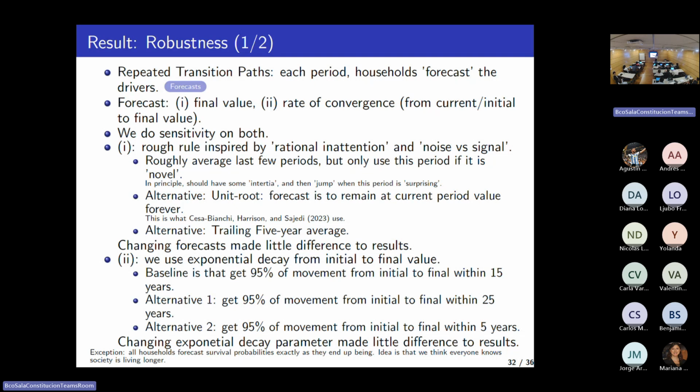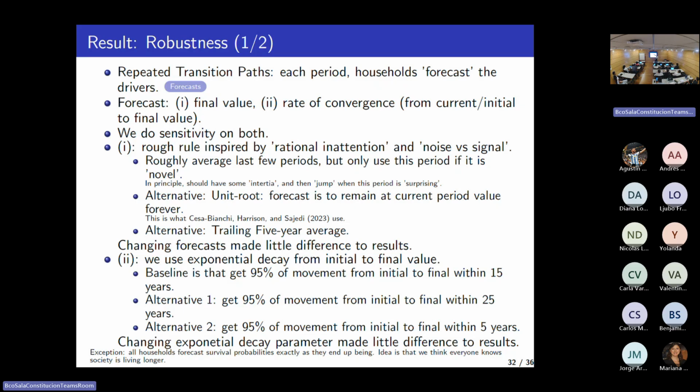Okay, so our original forecast is a rough rule inspired by concepts like rational inattention and noise versus signal. Roughly, you do use the average of the last few periods, but you only update your average if the new data is surprising, which is measured by like the variance of the old data and how many standard deviations away from it your new data is. So the idea was that this was going to get some inertia and jumps, but it doesn't really do anything versus the 5-year rolling average. So that's going to become the standard. We also tried a unit root, which is just you're going to stay in today's value, right?